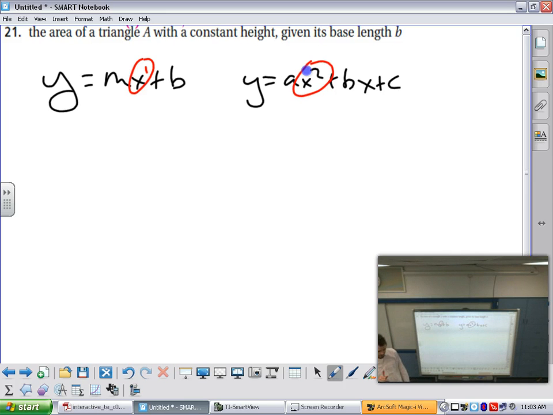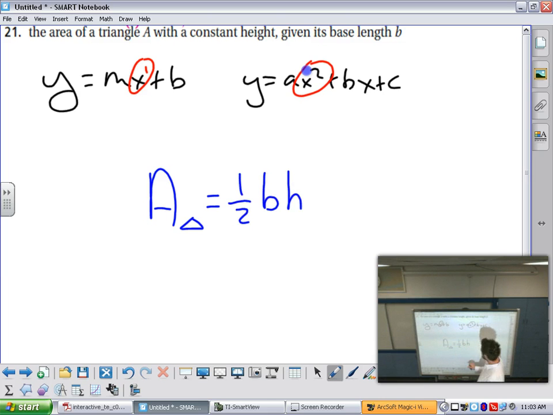Now we'll look at a neither example in a second, but let's just look at 21. It says the area of a triangle with a constant height given its base length b. Well, you have to think back to geometry just real quick. The area of a triangle is, of course, 1/2 times base times height. Now, this is neither at the moment, because how many variables do you see? Let's count again, class. 3.